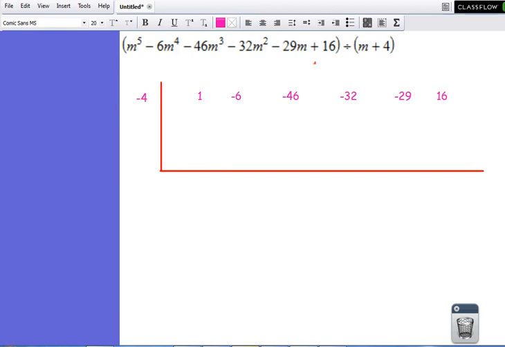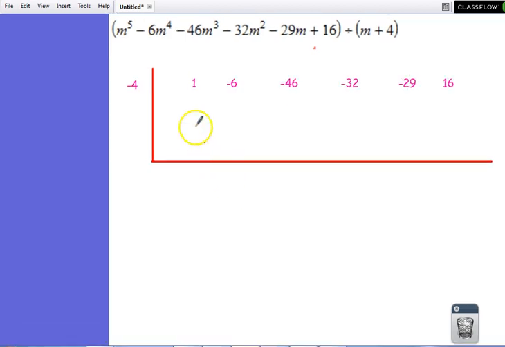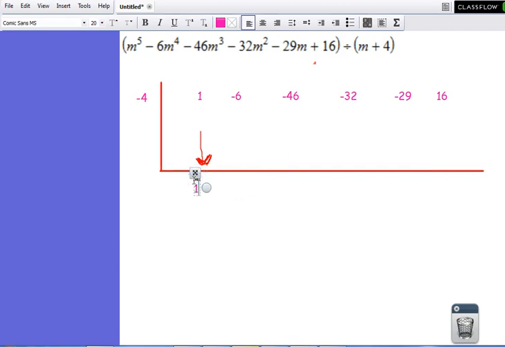Now, we drop the first number down, or you can consider it adding to 0 if you like. That's a terrible arrow, but you'll all manage just fine with it, because I trust you. Now, multiply, once I drop that 1 down, multiply 1 times -4, get -4. Add, you get -10. Multiply -10 times -4, you get 40. Add, you get -6. Multiply, you get 24. And then add again, you get -8.